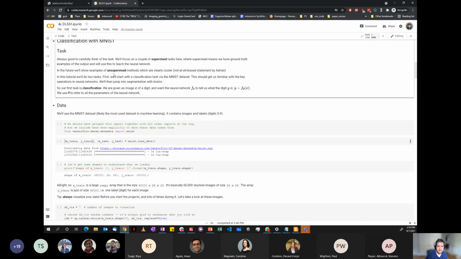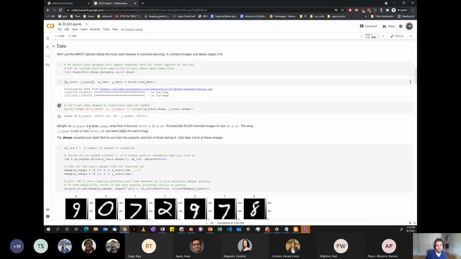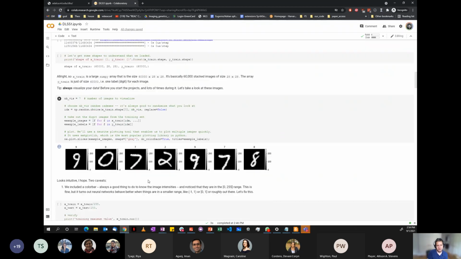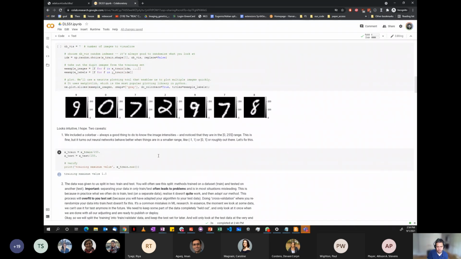So I talk about the task. I show an example of how to bring in easy data that has been pre-processed and packaged for us. And then importantly, we want to visualize the data, right? And a lot of the times when we visualize the data, we see problems. One of the problems here is the data is not perfectly normalized to what we want. So I sort of cover how to deal with that.